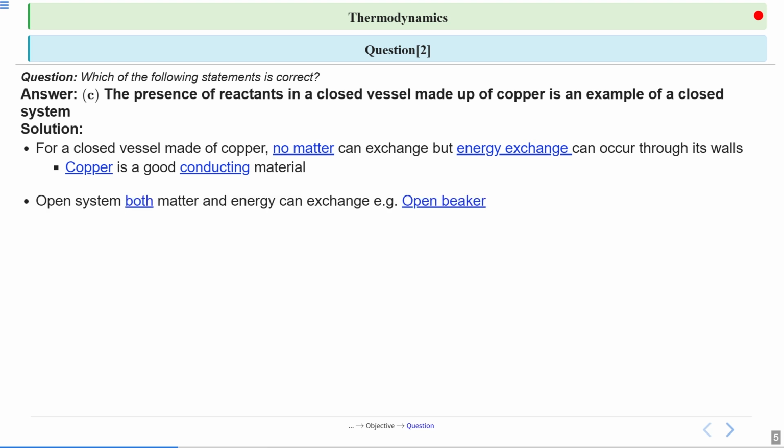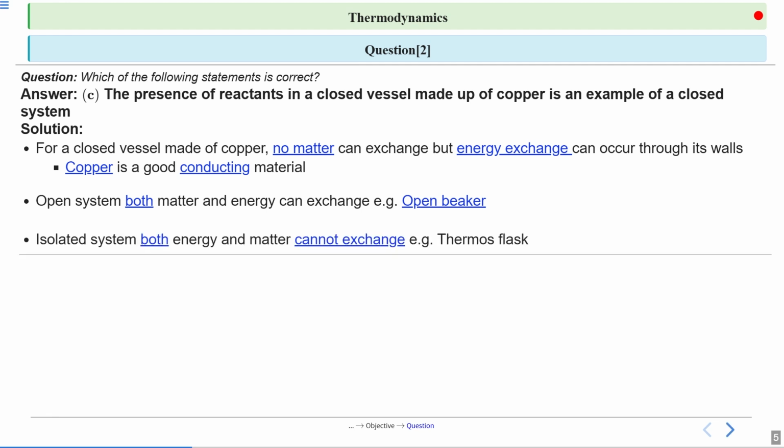Moving on to the remaining options. So if I talk about the open system, it is a system in which both matter and energy can be exchanged. You can take very simple examples like a cup of tea placed in an open environment. So that would be a very approximate example for your open system.